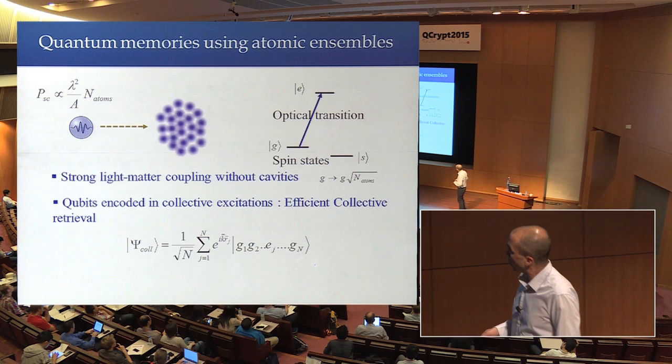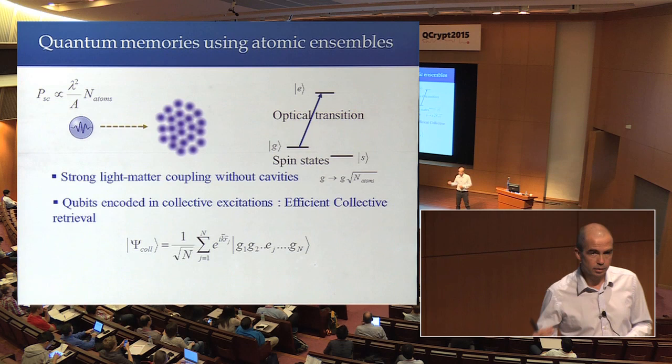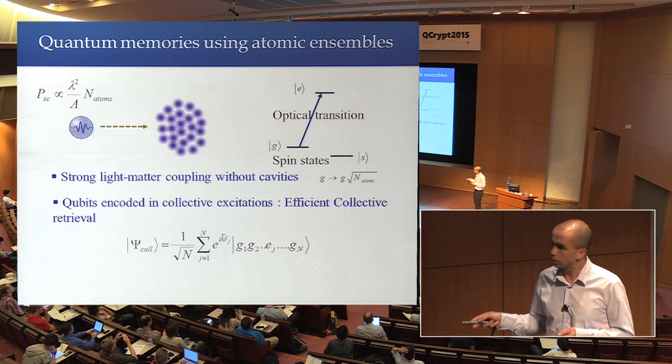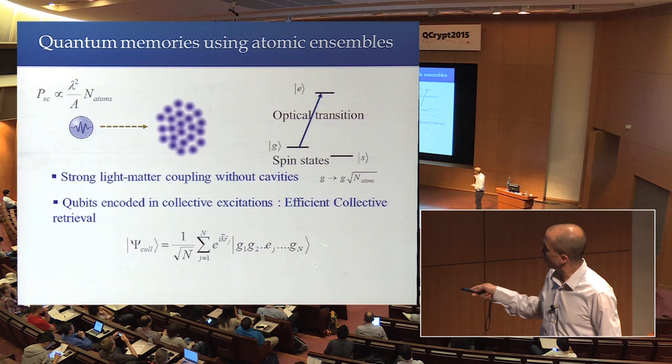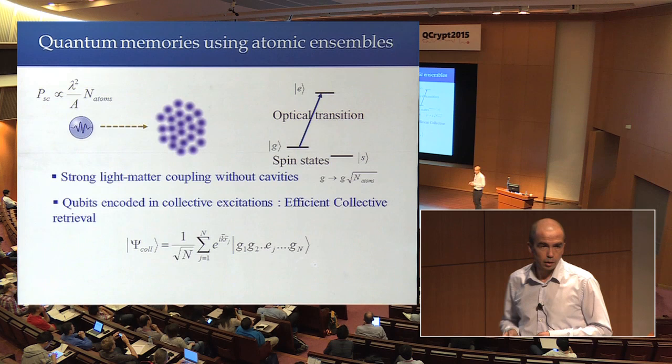The way we can now encode qubits in these atomic ensembles is in what we call collective atomic excitations. So this is an object like this, where, for example, at the beginning, all the atoms are in the state G. You come with a single photon, and after the absorption of the single photon, you have all the atoms in G, but one which is excited. But you have, in principle, no way to know which atom is excited.